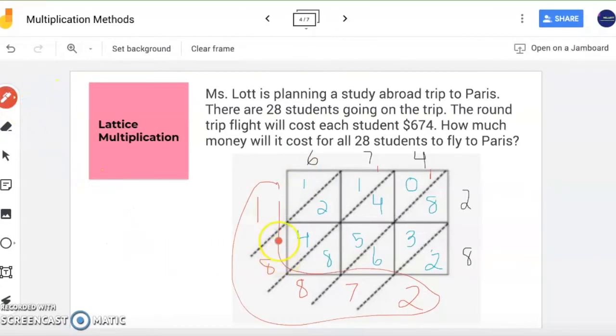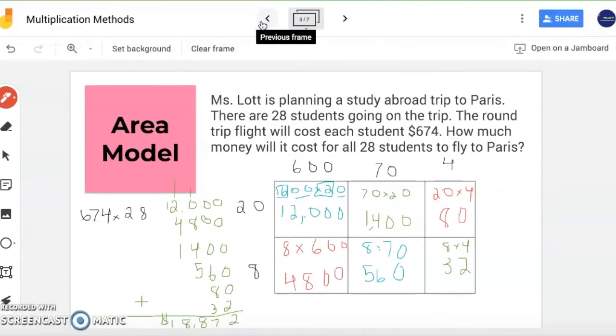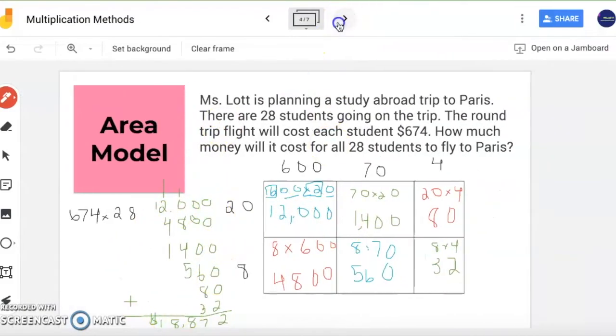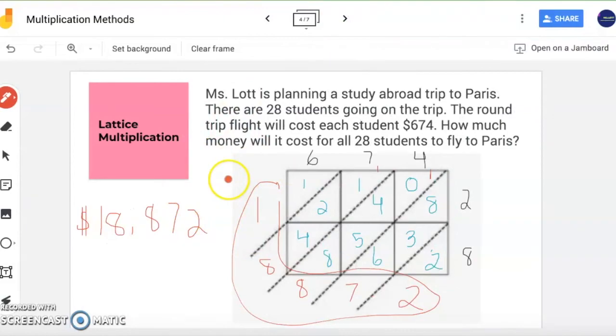So now once we are all finished, notice I just circled everything in red, which is going to give me my final answer of $18,872. Now notice this answer is exactly the same answer that we got in all of these problems. So using the standard algorithm, we got this answer. Using the area model, we got this answer. Using the lattice multiplication method, we got the same answer. So Ms. Lott would pay $18,872 for all 28 students to fly to Paris.